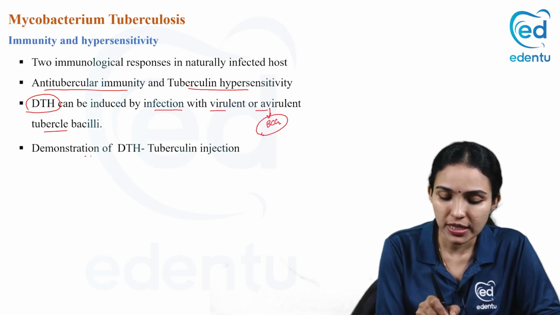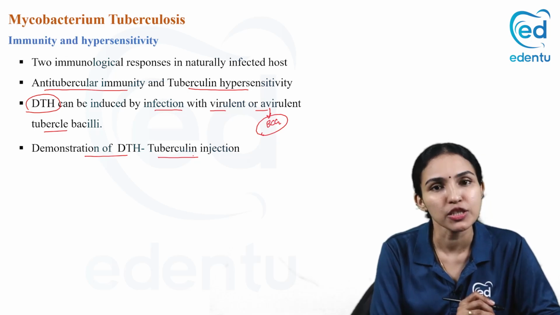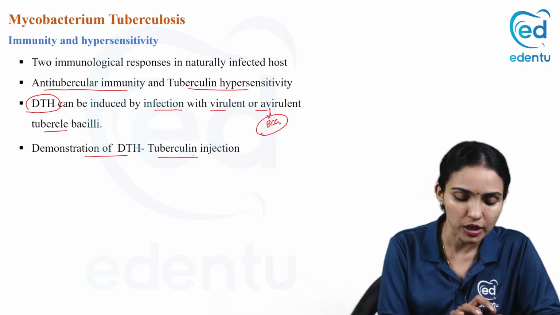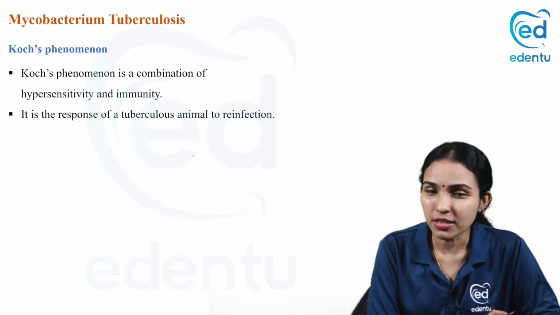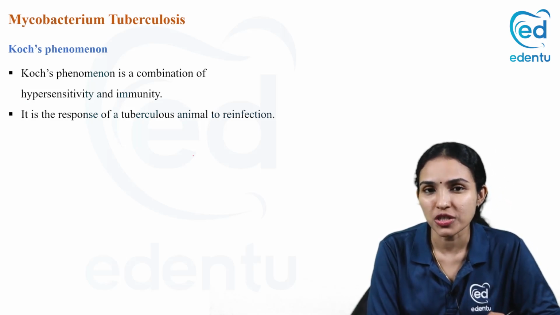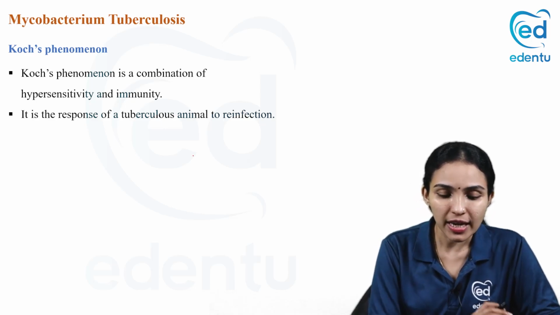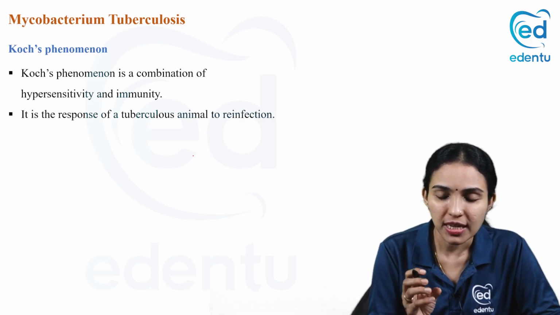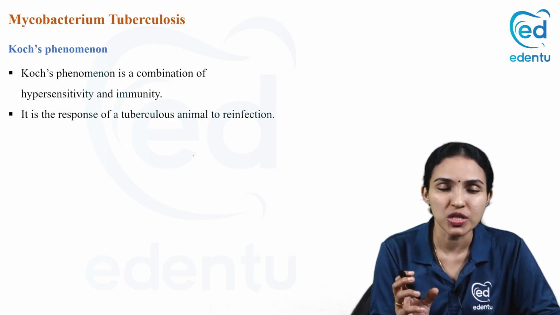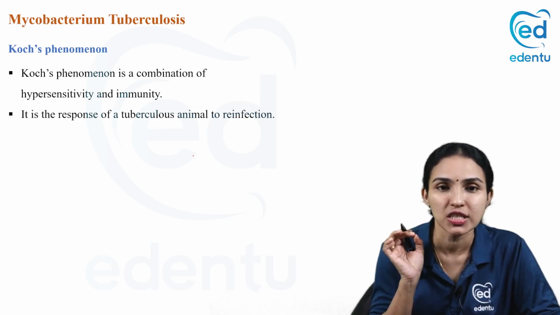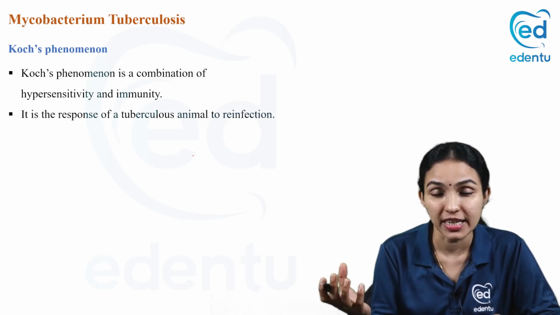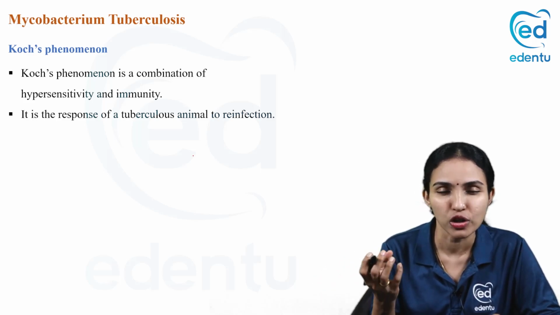So how do you demonstrate this delayed type hypersensitivity in a patient? It is by the tuberculin injection. That is what we learned in the hypersensitivity reaction, by injection of the tuberculin protein. Another term is Koch's phenomenon. Robert Koch discovered TB bacilli in 1882 and that was a Nobel Prize winning discovery. And Koch studied the TB pathogenesis in guinea pigs, and a combination of hypersensitivity and immunity was noticed in guinea pigs when he injected the virulent TB bacilli in a guinea pig. A healthy animal died after 2 weeks of the disease, developing nodular ulcerative lesions and all.